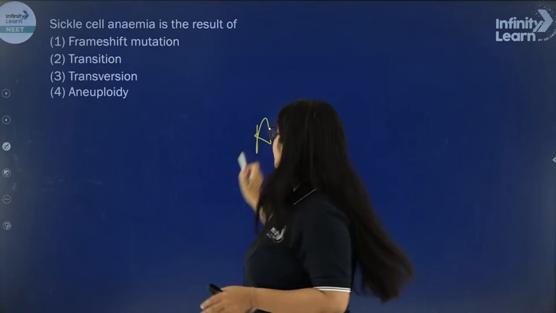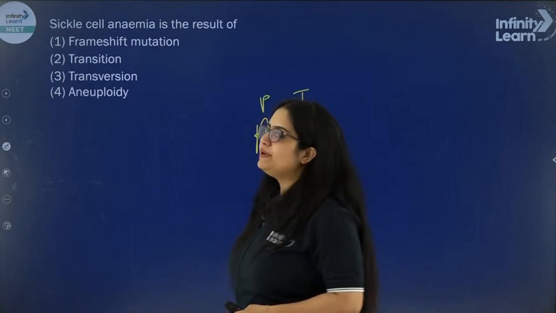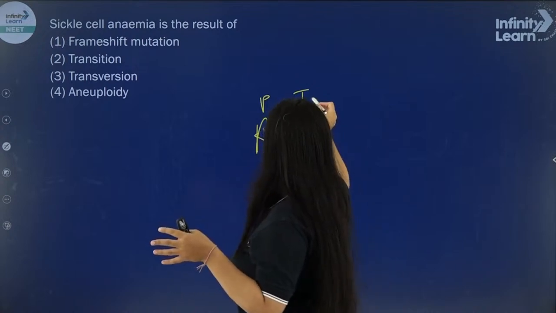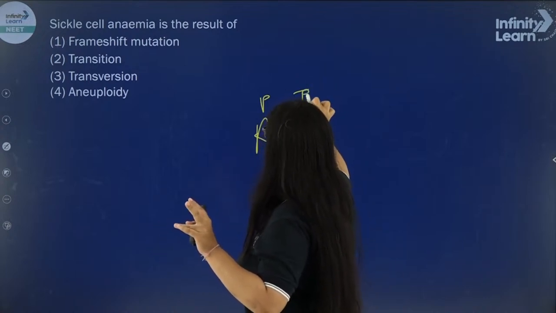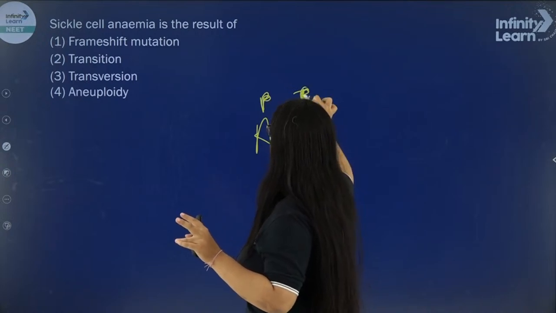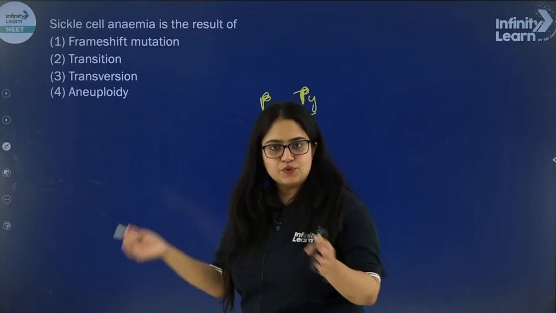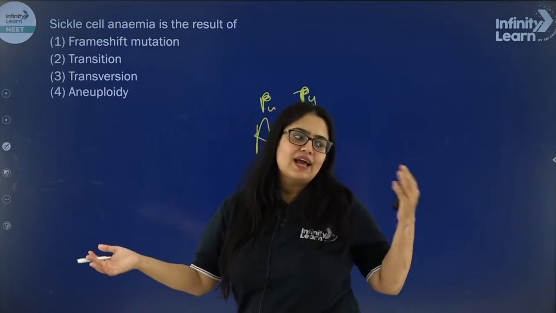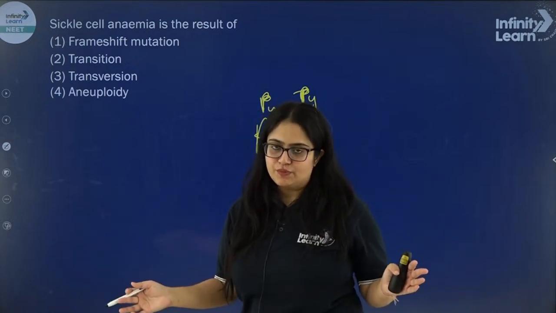A is the purine and T is the pyrimidine. So this is purine and this is pyrimidine. So A is purine and T is pyrimidine. Because of this exchange of purine and pyrimidine, this is substitution, my dear students.